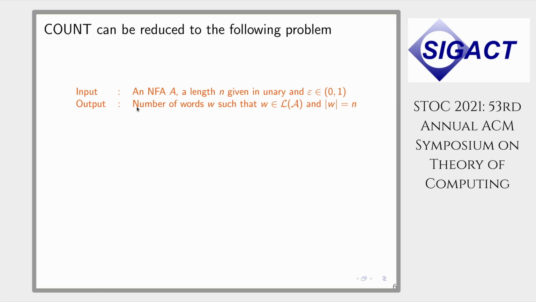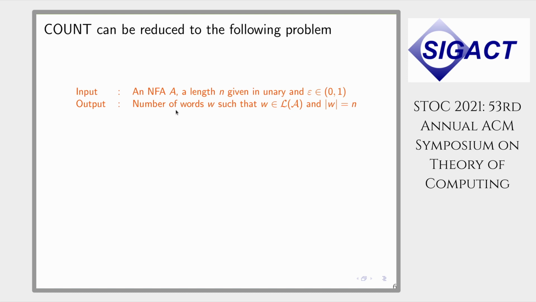So the input of this problem is an NFA, a non-deterministic finite automaton A, a length n, again given in unary, and an error epsilon. And then what you have to do is count the number of words W such that W is accepted by the automaton and the length of W is equal to n, right?